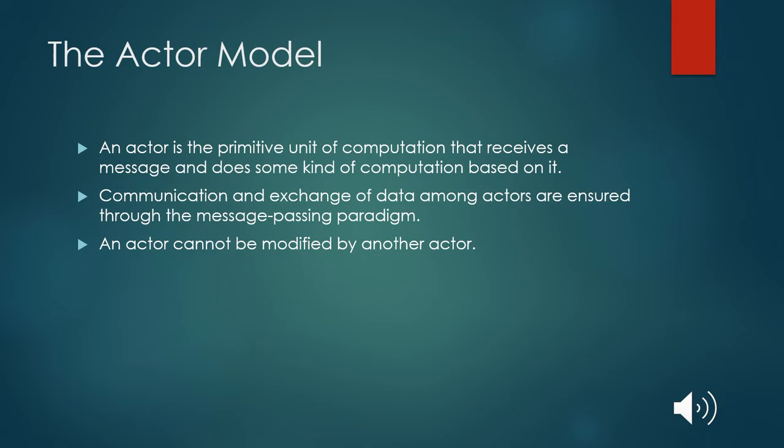Now let's talk about the first concurrency model which we discussed in the previous section, which is the actor model. In this model, first let me describe what an actor is. An actor is a primitive unit of computation that receives a message and does some kind of computation based on it. Communication and exchange of data among actors are ensured through the message passing paradigm. An actor cannot modify another actor. These are the properties which an actor maintains in order to make this model concurrent.